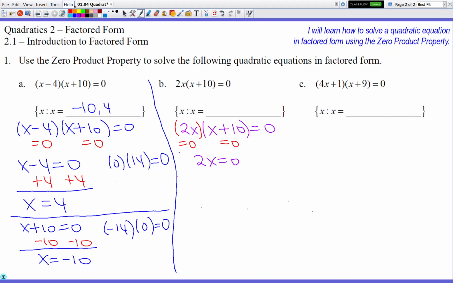And how do I get rid of that 2? Hopefully you say divide by 2, because if you said that, then you're right on track. So you get x on the left side, 0 on the right side. Okay, so x equals 0. That's your first answer. So I can actually just write it on the line. x equals 0. Alright, so what about my second one?